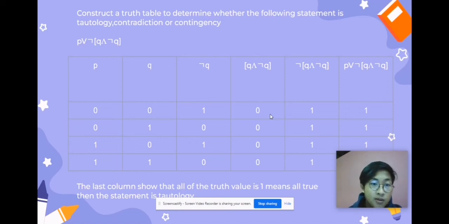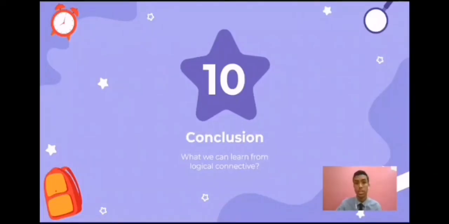P equal to 1, Q equal to 0, not Q equal to 1, Q and not Q equal to 0, not parenthesis Q and not Q equal to 1, P or not parenthesis Q and not Q equal to 1. Lastly, P equal to 1, Q equal to 1, not Q equal to 0, Q and not Q equal to 0, not parenthesis Q and not Q equal to 1, P or not parenthesis Q and not Q equal to 1. So the last column shows that all of the truth value is 1, means all true, then the statement is tautology.